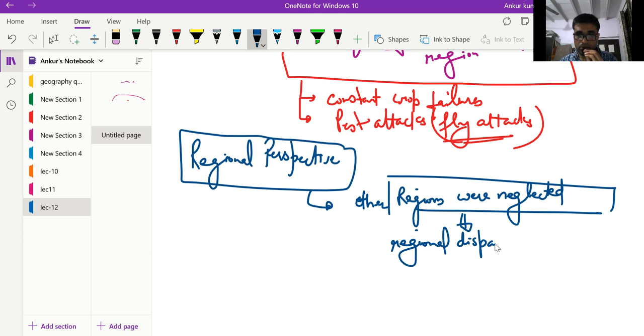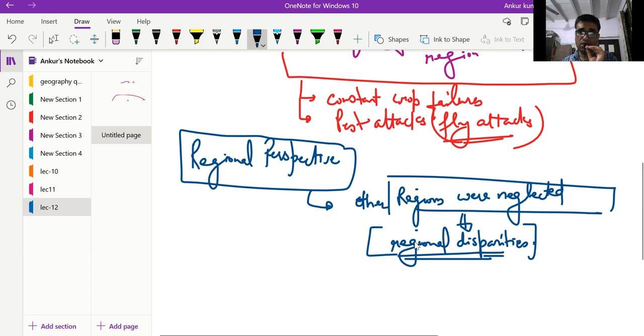Regional disparities. Punjab Haryana region became developed. Eastern India region became underdeveloped. So there were wide scale income differences between the different regions of India because of this deliberate imbalancement strategy. And then we are not able to correct this deliberate imbalancement strategy.